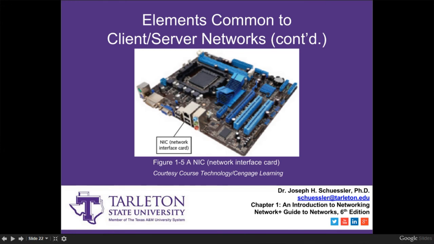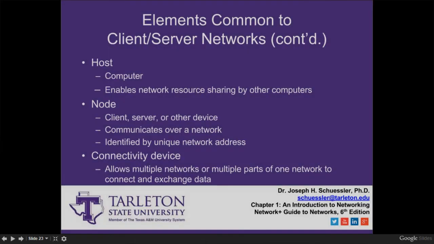So here's an example of a motherboard. It's got a network interface card built onto the motherboard. This is probably just a regular client machine. In a lot of cases, servers will have multiple network interface cards built onto them, and so that gives you some built-in redundancy.